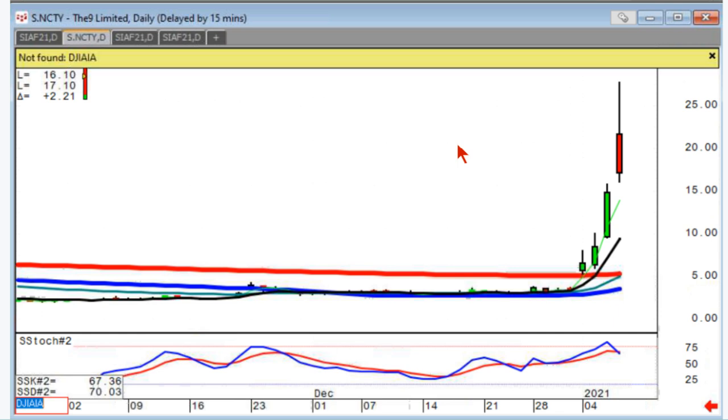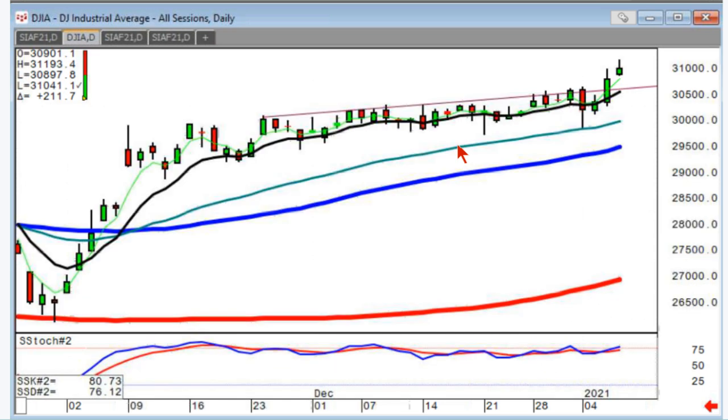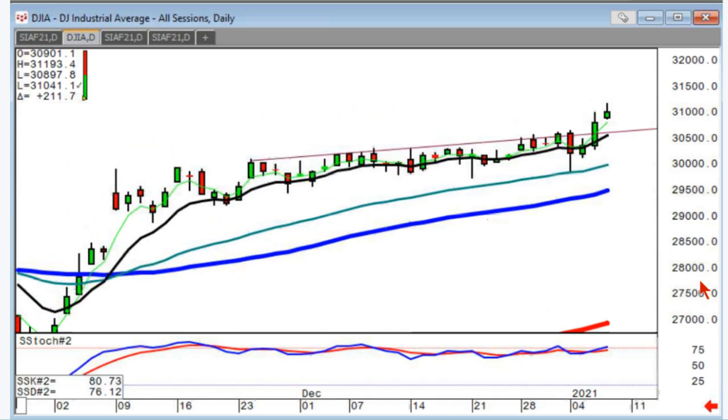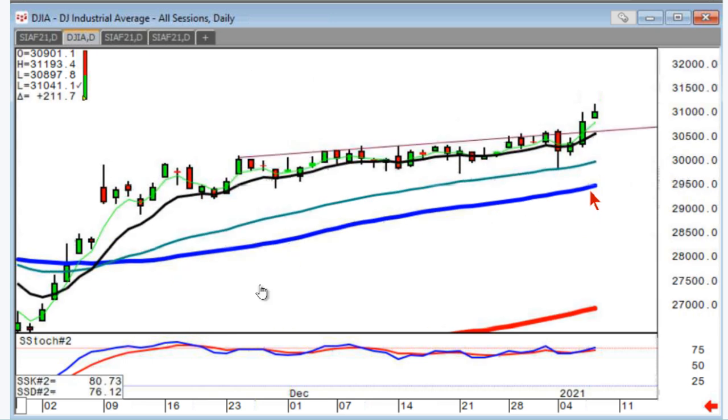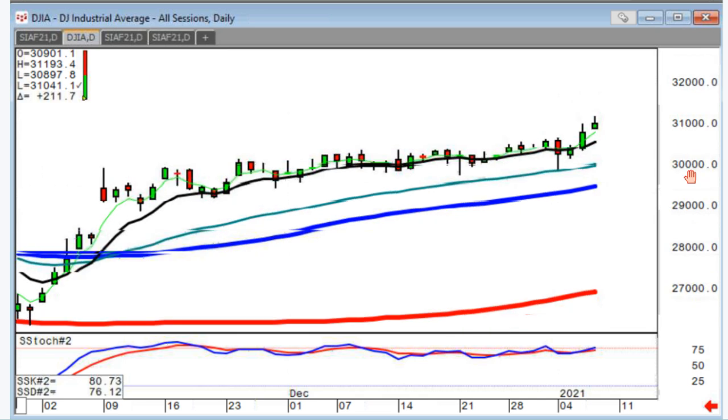Here are the indicators that you want to have on your chart. Everybody in the world that manages money has the 50-day and 200-day simple moving average. That's because every major money manager around the world uses those moving averages to make their decisions about their portfolio.